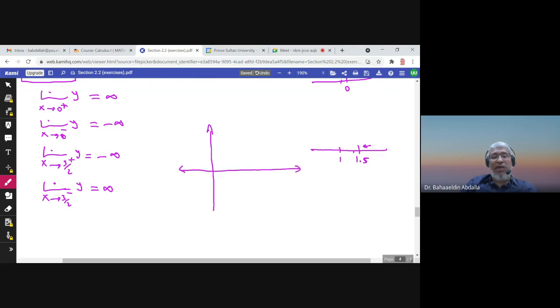So let us see what we have. The line x equals 0 is a vertical asymptote. From the right, the graph goes to infinity. From the left, the graph goes to negative infinity. x equals 1.5 is also a vertical asymptote. From the left, the graph goes to infinity. So it will go like this. Okay. And from the right, the graph goes to negative infinity. Of course, I'm not sure whether this will go down or up from where, so it's better not to sketch it like this. I'll just say like this. Okay.